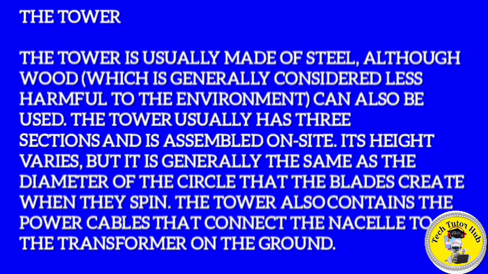The tower. The tower is usually made of steel, although wood can also be used. The tower usually has 3 sections and is assembled on site. Its height varies, but it is generally the same as the diameter of the circle that the blades create when they spin. The tower also contains the power cables that connect the nacelle to the transformer on the ground.